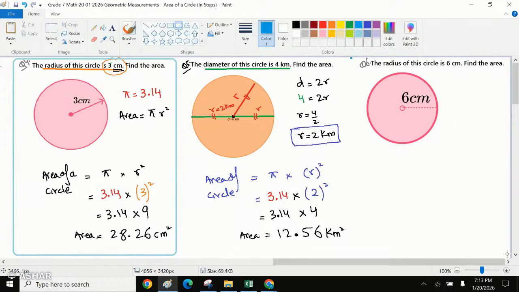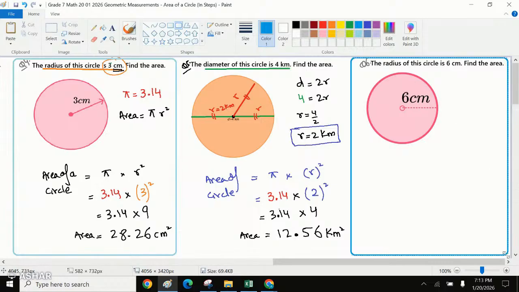So question number 6 states that a circle is given to us and the radius of the circle is given to us. This is the radius, right? This is the radius from the center of the circle to the circumference. So we know these two requirements: the formula for the area is pi r squared, and the value for pi is always 3.14.